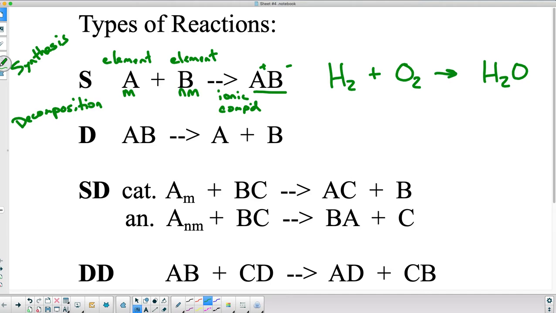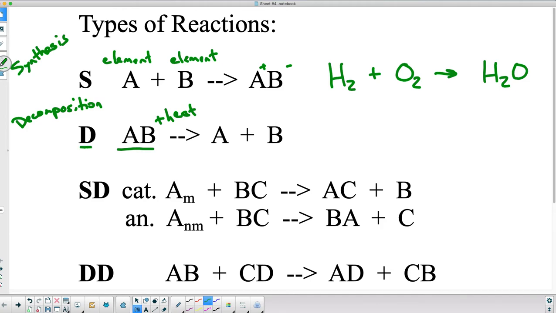Notice that you have here, I'm going to erase some of this. Notice that you have an element plus an element for synthesis, but here it's just a compound. Sometimes you may see, not sometimes, very often you're going to see plus heat. So you still may see a plus sign for decomposition, but that plus sign followed by heat will always mean it's a decomposition reaction.